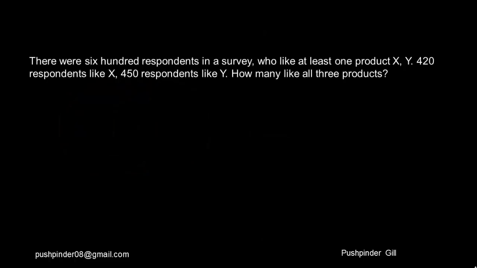There were 600 respondents in a survey who like at least one of the products, X or Y, right? And 420 like X. So what we need to do, the number of people who like X is equal to 420, right? The number of people who like Y is equal to 450. Fine. So we have to find, oh sorry, there are two products here. How many of them like all two products? So I know there are a total of 600 respondents.